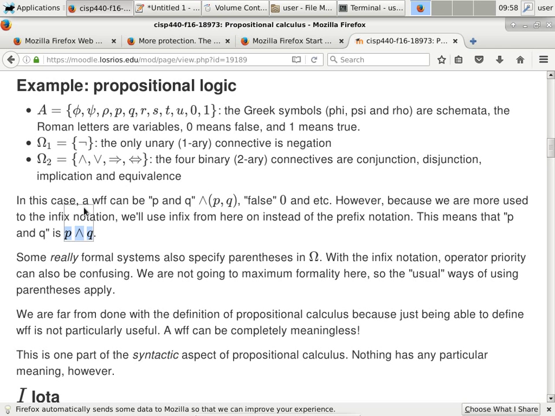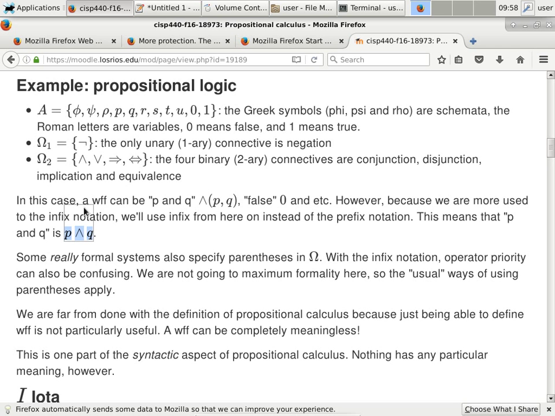Because the middle is always false. But how do you know it's always false? How do you know P and not P is always false? How do you know negation means that if you have a zero, it becomes a one, and if you have a one, it becomes a zero?